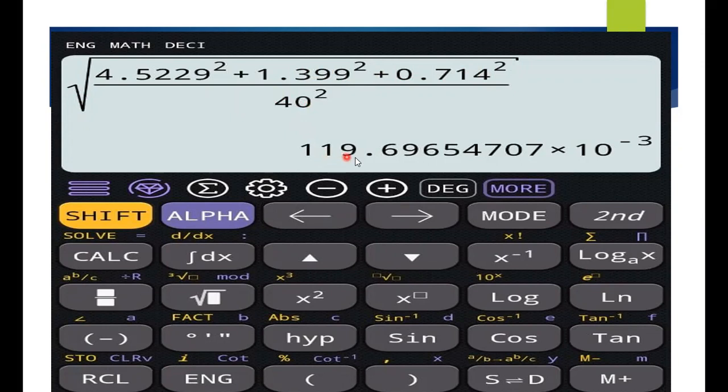So then 119.69 into 10 to the power of minus 3 is nothing but 0.119. That is in the form of percentage 11.9%. That is, THD is equal to 11.9%, which means approximately 12%. Okay, so like this we have to calculate theoretically by using the formula: total harmonic distortion THD is equal to under root of the sum of squares of the harmonic voltages divided by the fundamental voltage squared. In this way we have to find the total harmonic distortion.